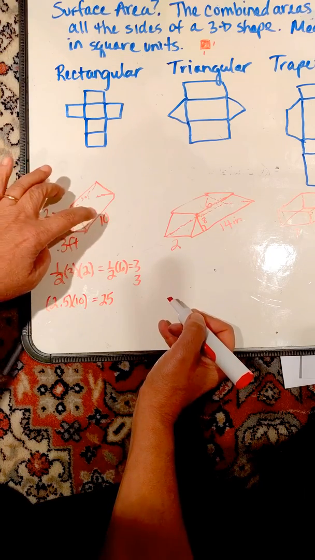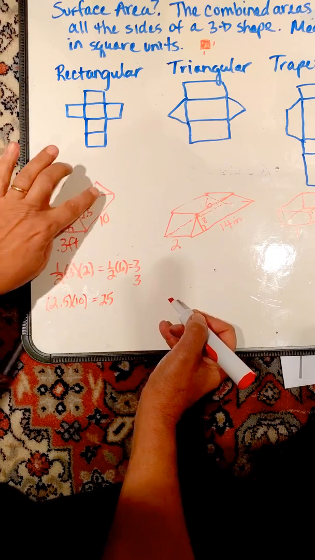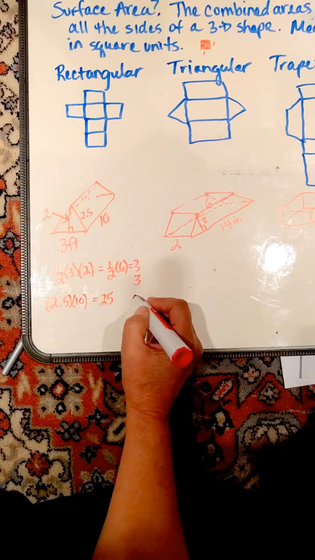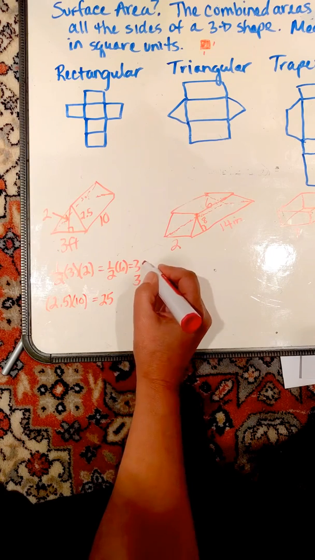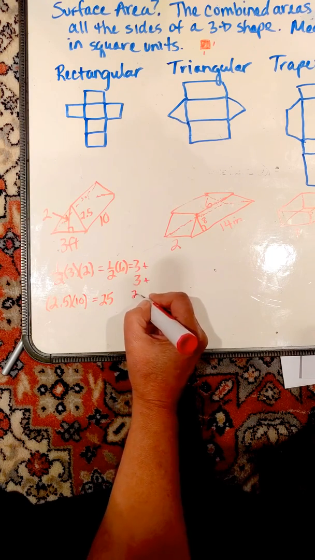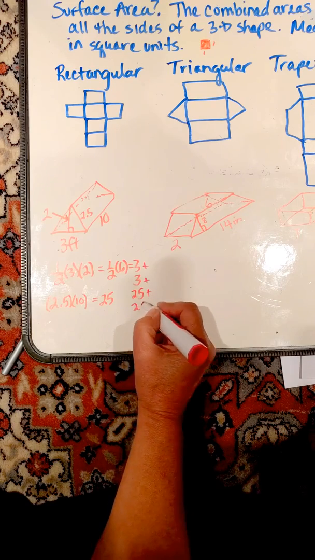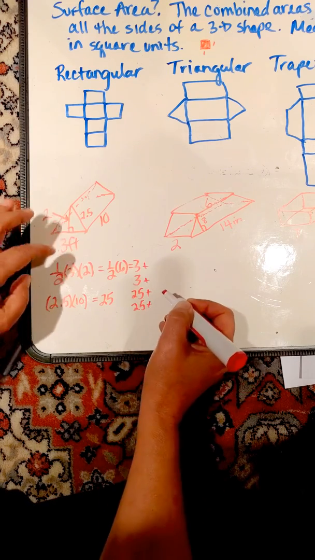And again, we have 2 of these. These are identical. This one over here, and then on this side. So 25, we're going to add these up. 3 plus 3 plus 25, and plus 25. Okay, so now I've done 1, 2, 3, 4.